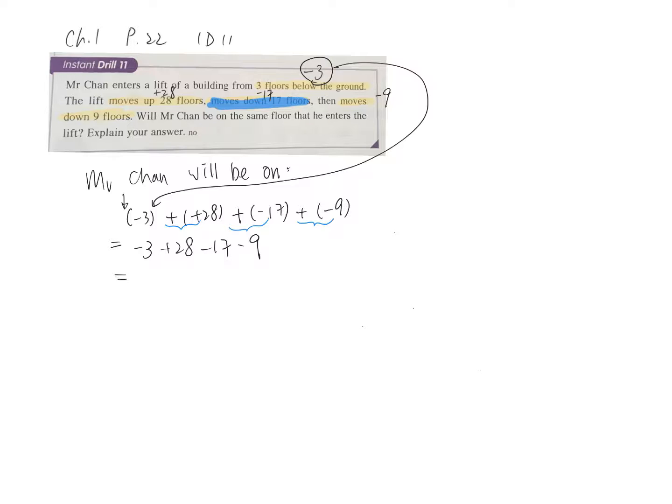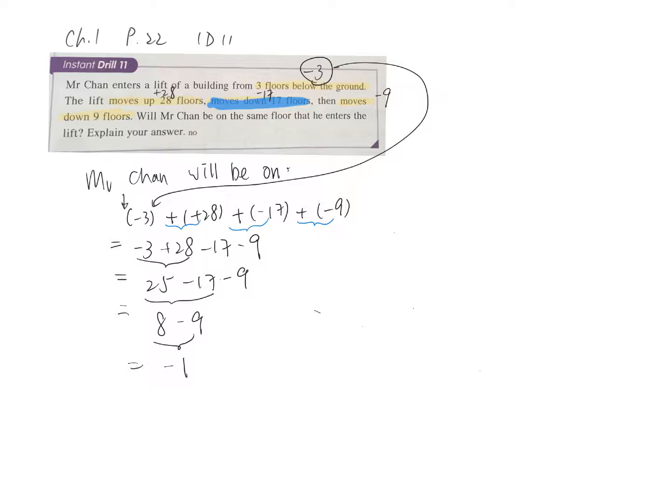And so let's calculate it. Negative 3 plus 28 is 25. 25 minus 17 is an 8. And finally, 8 minus 9 is a negative of 1. So that's why we will see that finally Mr. Chen will be on the negative 1 floor.